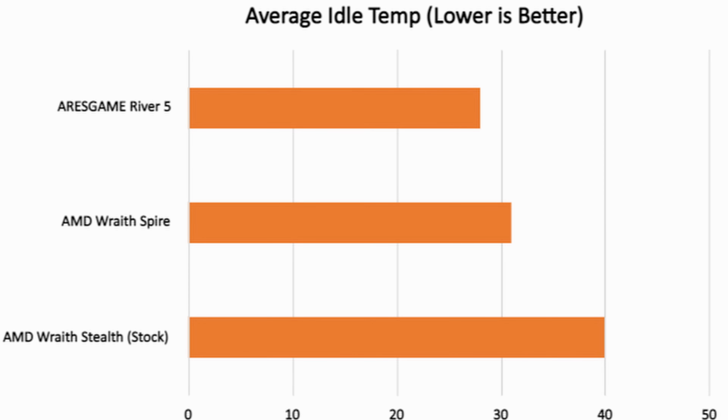And of course, those temperatures will move up and down a little bit depending on, you know, background processes kicking off, things of that nature. But all in all, a good start for the River 5 as it's demolishing what we set for with the Stealth and beating even the beefier AMD Wraith Spire cooler as well.